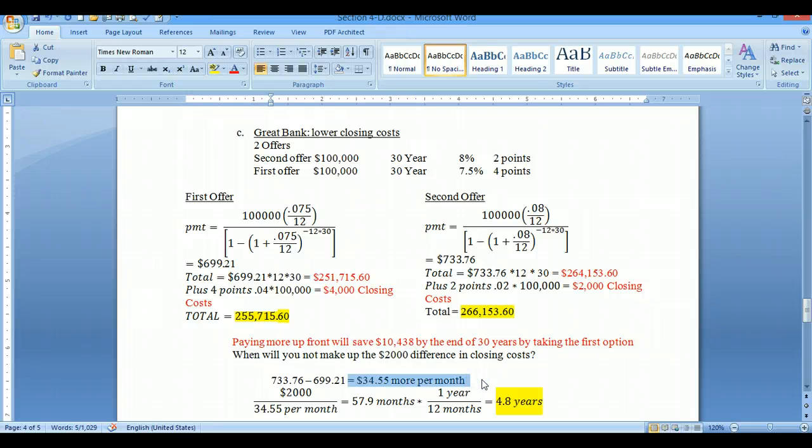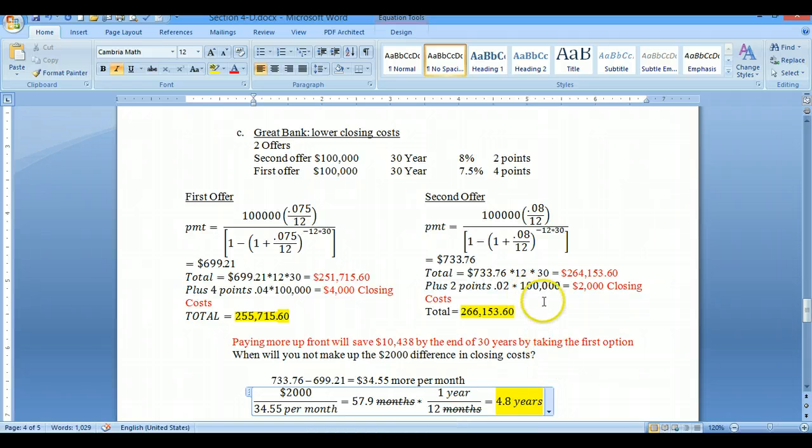$34.55 more every month. If I divide my $2,000 by my $34.55 per month, I end up with 57.9 months that I'm paying this extra $34. Using our unit conversions, 1 year over 12 months, and I can cancel out months, and I'm left with years, it's at 4.8 years. That's when I finally make up that $2,000 difference.